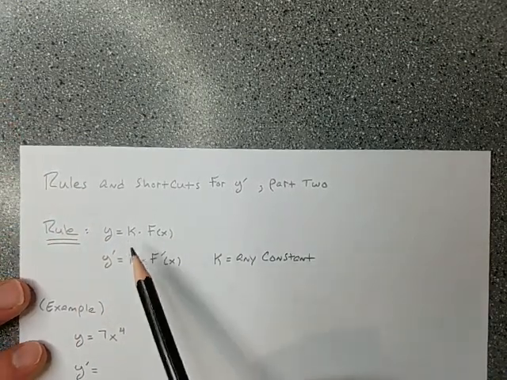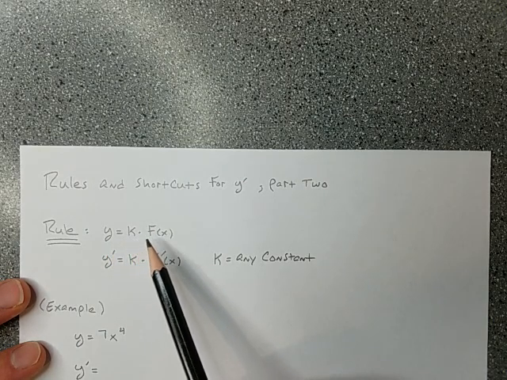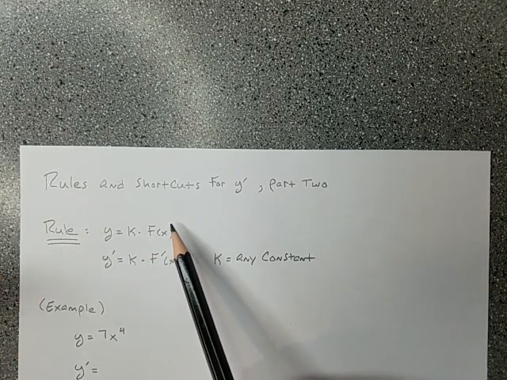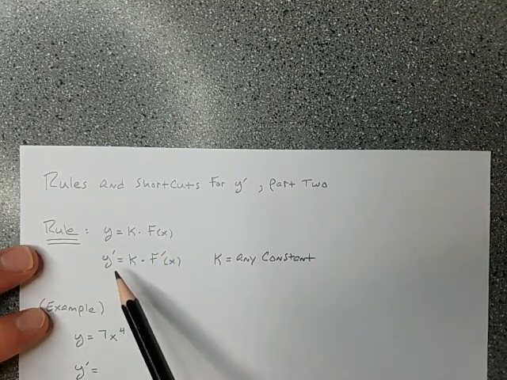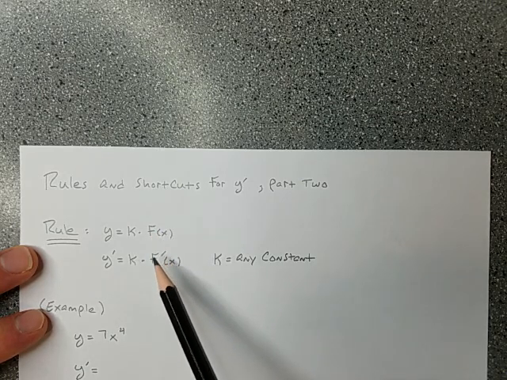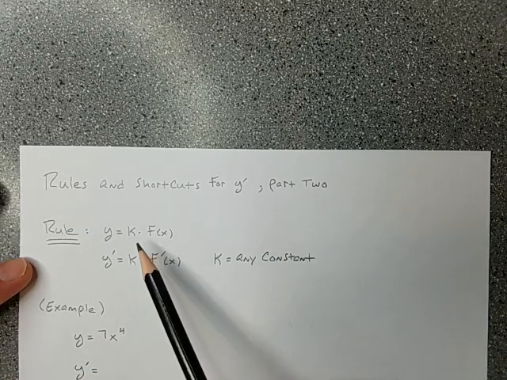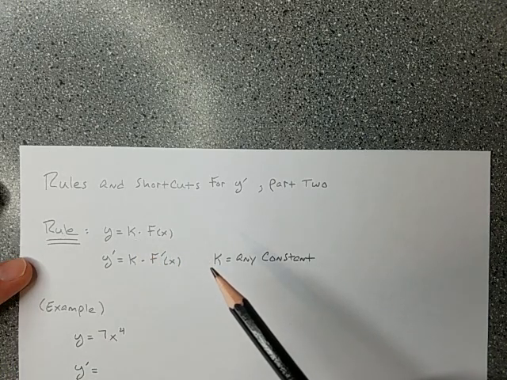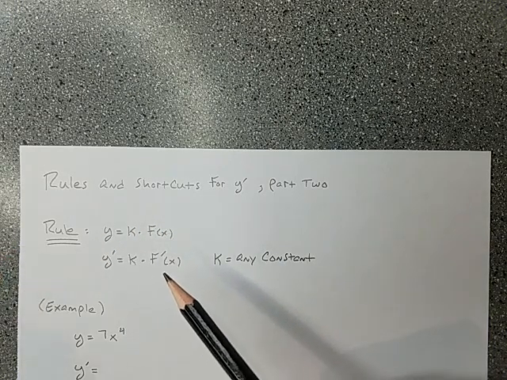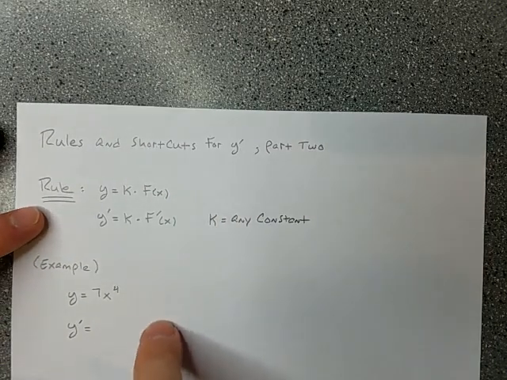This one says, suppose y is some constant times some function of x, some constant times some formula. You find y prime this way. You find the derivative of that, however you would do that, and then you multiply it by the constant. So in other words, you just carry the constant into the answer. All right? So it's a fairly simple rule. It might not be that surprising to you. Let's see it in action right here.